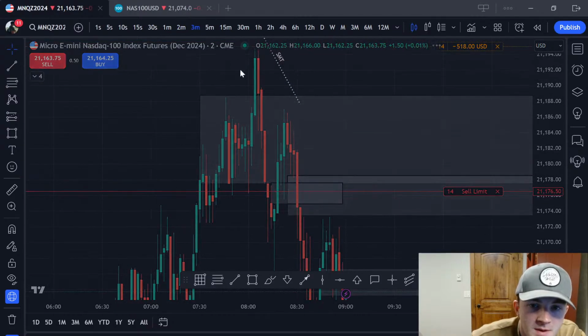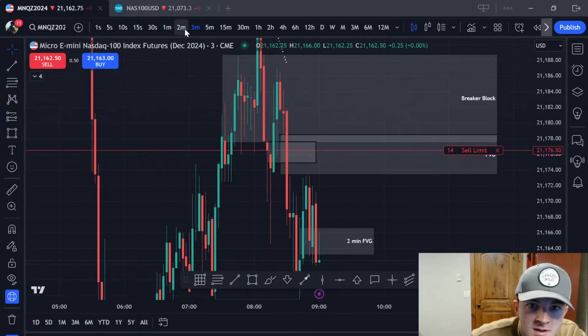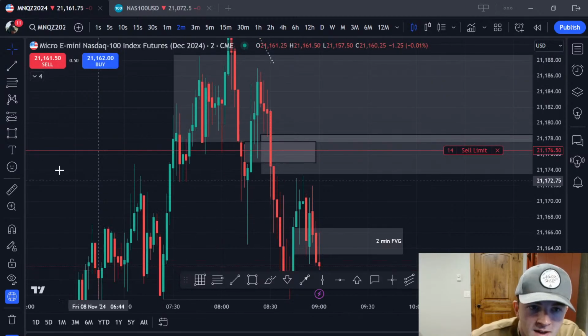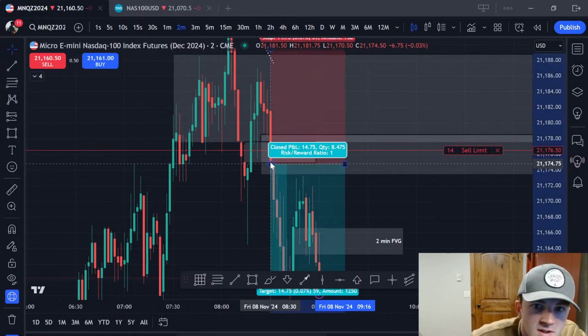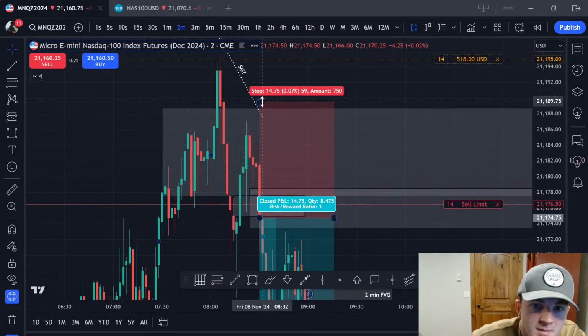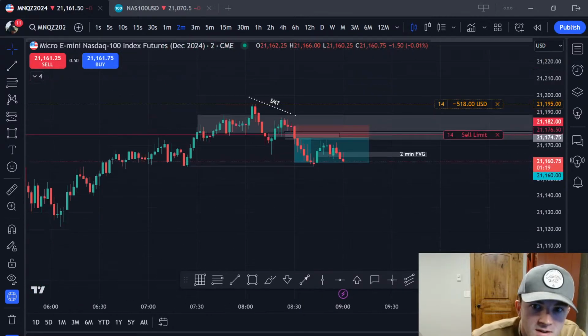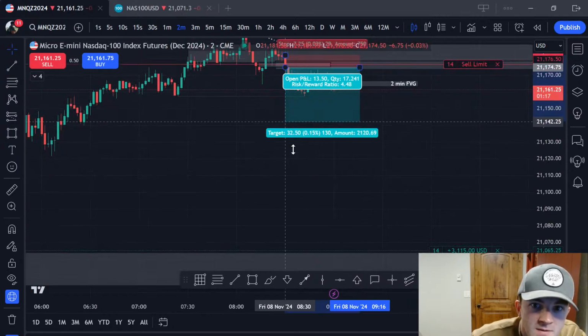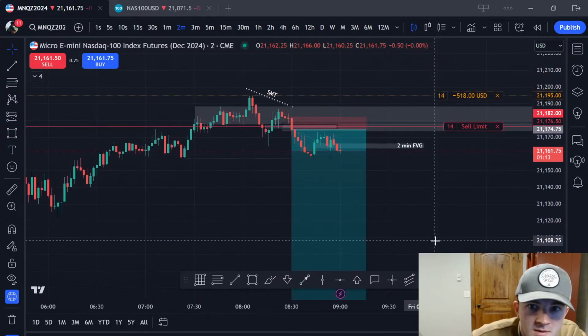Delivering from this 3-minute fair value gap. So we're delivering from this 3-minute fair value gap, and then we get a 2-minute inverse fair value gap. Entry, stop loss above the IFG candle. And you could target here for 15.17 to 1 risk reward.